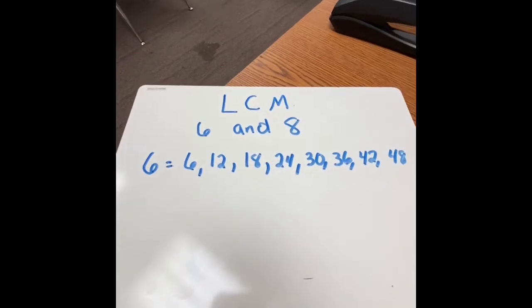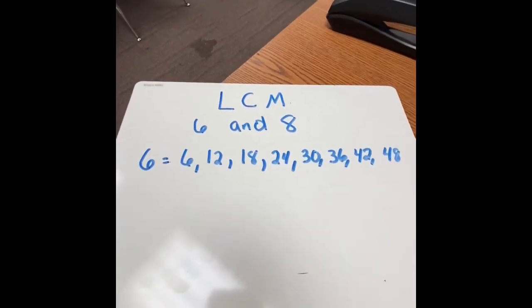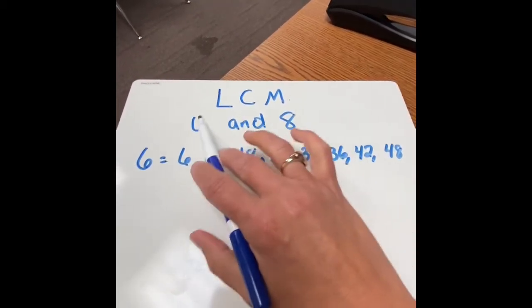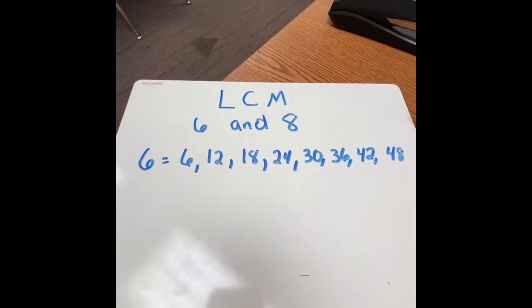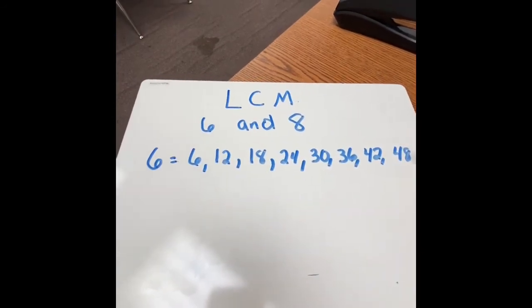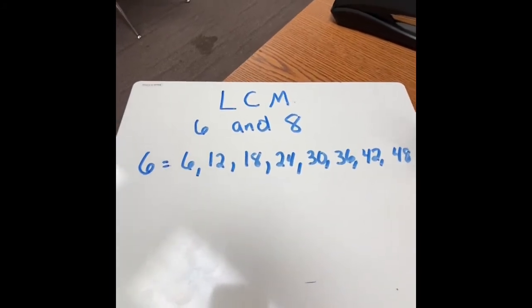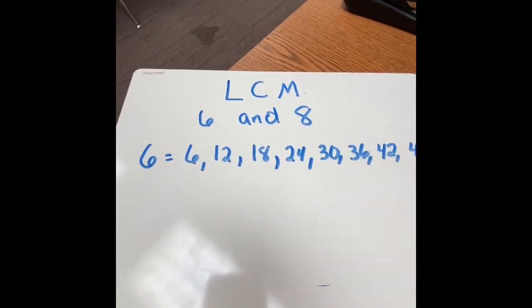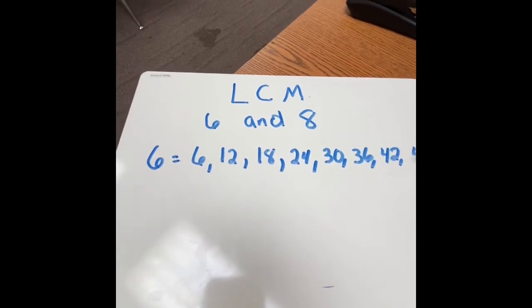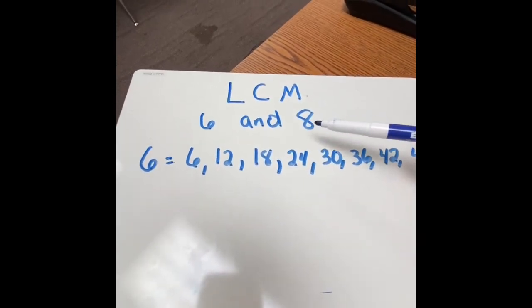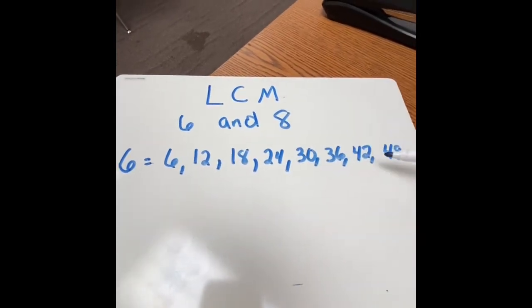Does anyone know why we can stop at 48? What is 6 times 8? It's 48, isn't it? So that tells us we can stop at 48 because 48 will be a multiple of 8 and it'll be a multiple of 6, because 8 times 6 is 48.